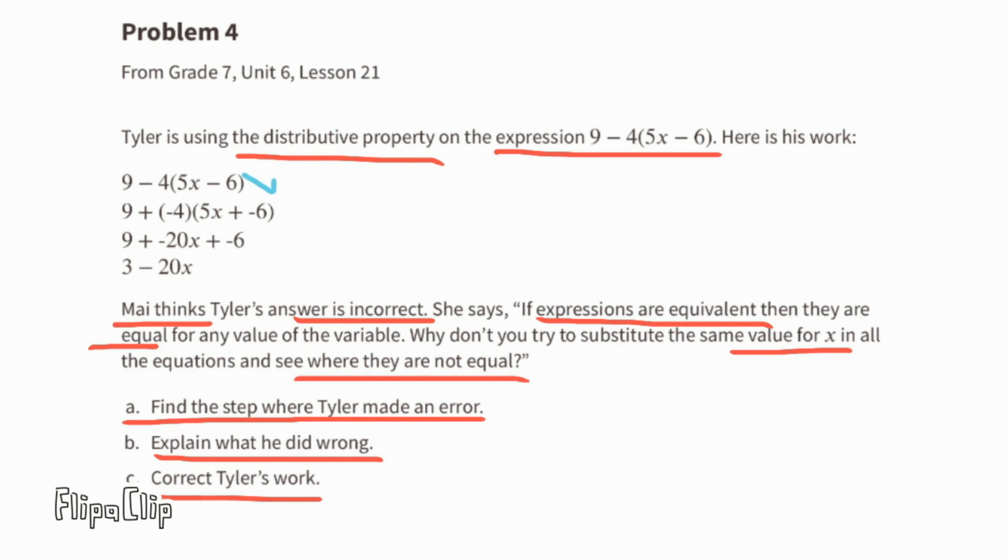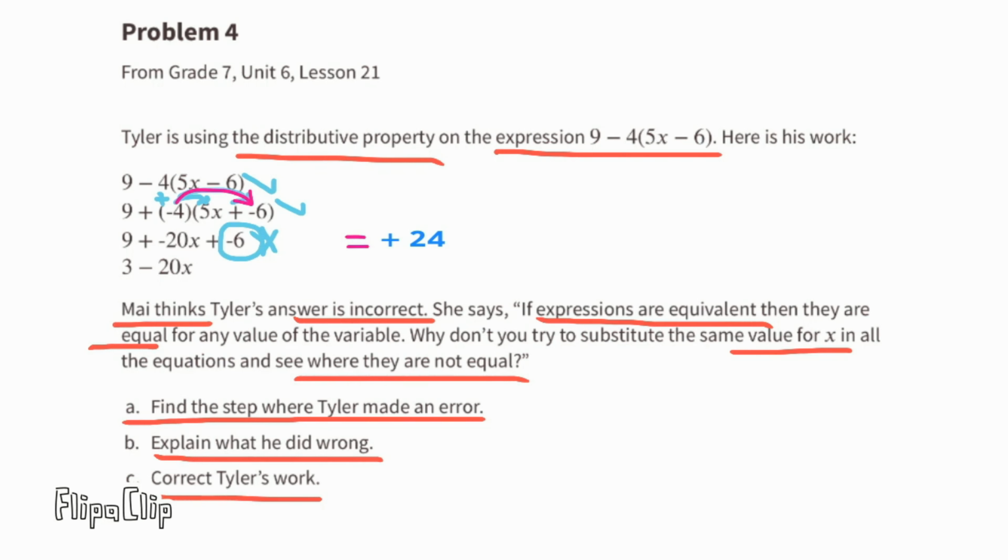He's copied down the first step correctly, 9 minus 4 times 5x minus 6. He's even written down the correct second step, where we have 9 plus a negative 4 times 5x, and that negative 4 is also times the negative 6. That negative 4 times a positive 5x equals negative 20x, but that negative 4 times the negative 6 should be a positive 24 and not a negative 6. So that's where he's made his mistake.